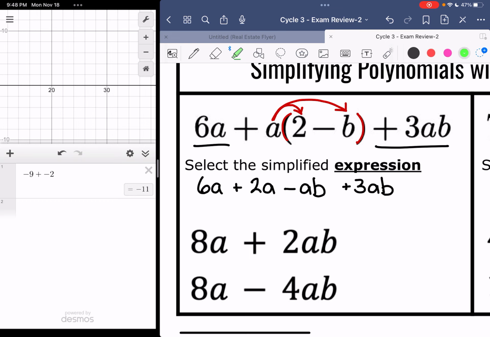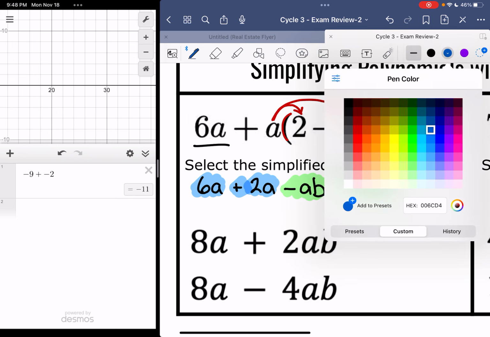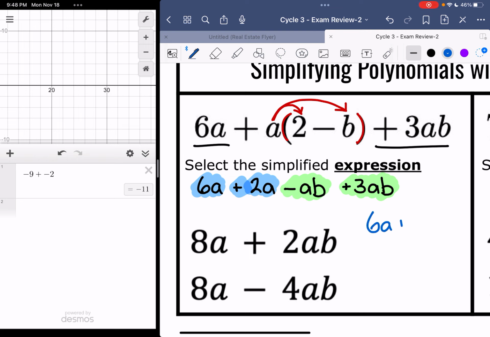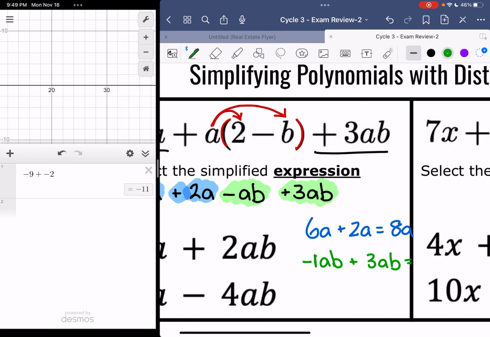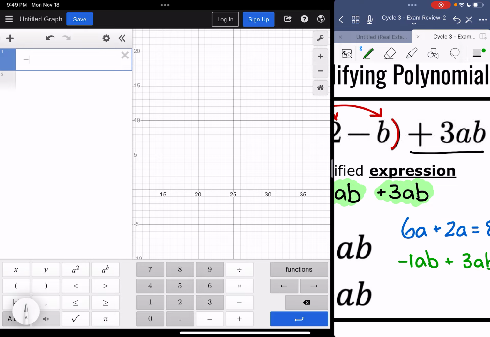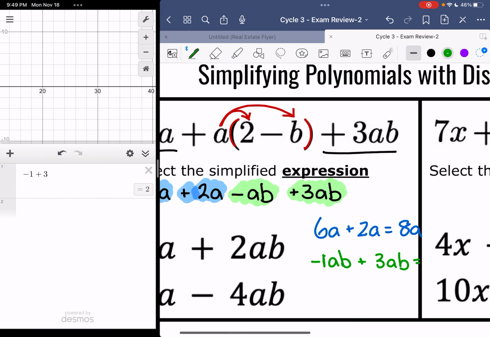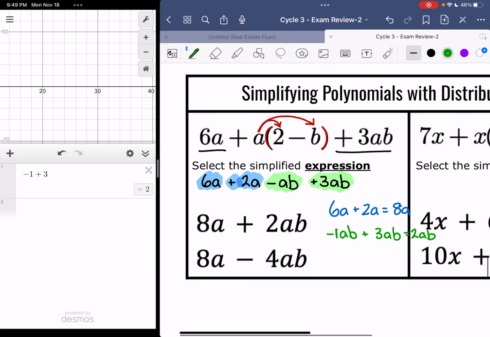At this point, you are just combining like terms. I see I have a 6a term and a 2a term. And I have a negative ab and a plus 3ab. So I'm going to go ahead and combine those real quick. For my first one, I have 6a plus 2a equals 8a. And for my second one over here, I have negative ab plus 3ab equals, this is negative 1 plus 3. You could use a calculator if you need it. We have negative 1 plus 3 gives me positive 2. 2ab.